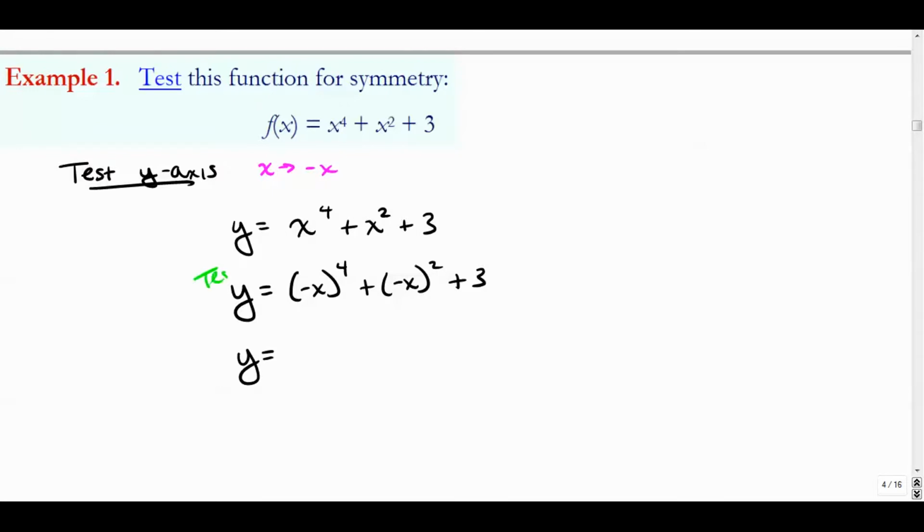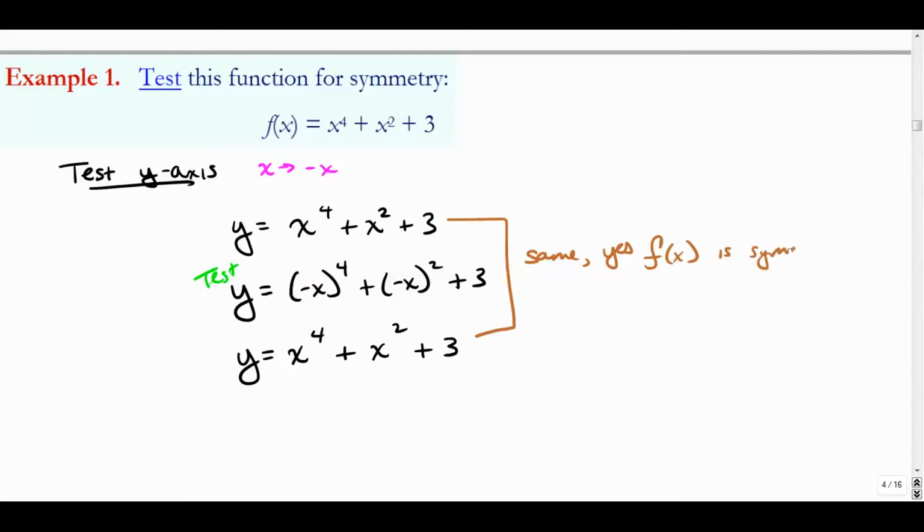So this is the actual test right here. That's the replacement. So we know that a negative number to the 4th power is a positive number. A negative number to, again, an even power there is positive. So sure enough, we got exactly what we started with. Those are the same. So yes, f of x is symmetrical about the y-axis. In other words, this is even. This is an even function.